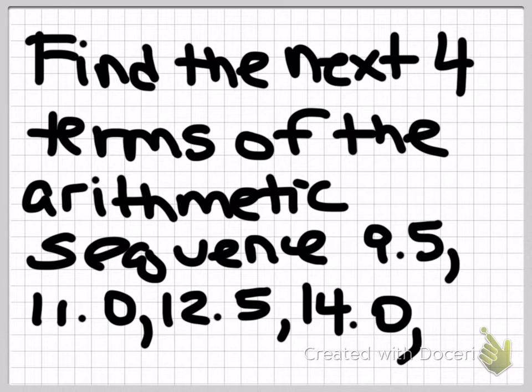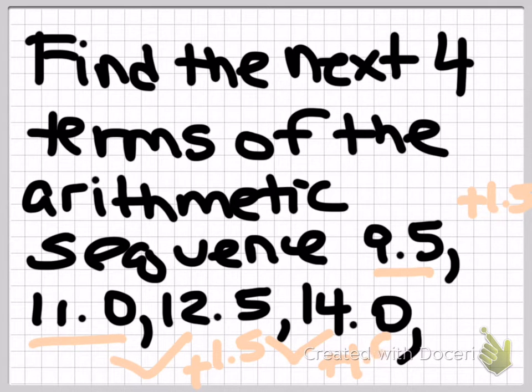Here we're going to think about, again, trying to come up with the next terms of the arithmetic sequence, so we have to figure out the pattern. So we go from 9.5 to 11. Again, I always start with addition. So to get from 9.5 to 11, I have to add 1.5. Then I'm going to go from 11 to 12.5. That's also adding 1.5. And then finally I go from 12.5 to 14, which is again adding 1.5.